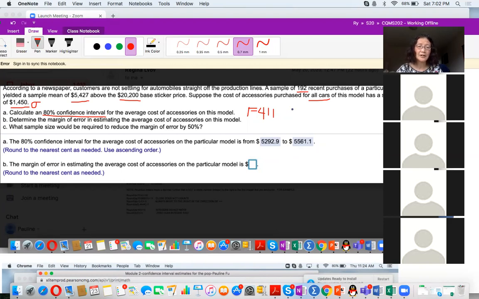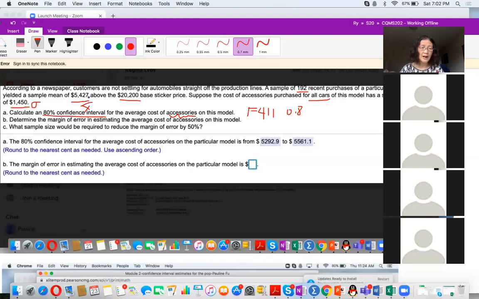And after that, C level is 0.8, confidence level, 0.8 is the C level, okay. And then sigma is given, 1,450, okay. So this is sigma, 1,450 is sigma, and the X bar, what is X bar? X bar in this case is 5,427 because the question asks you for the accessories. The average cost for accessories is 5,427, not the base price, okay?